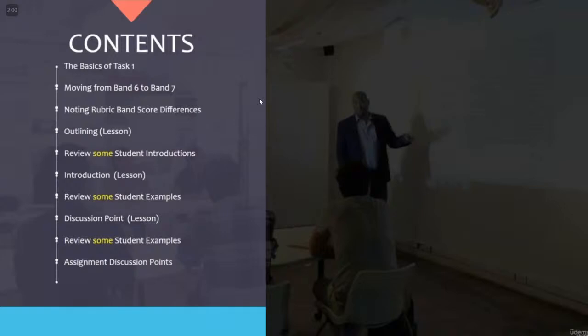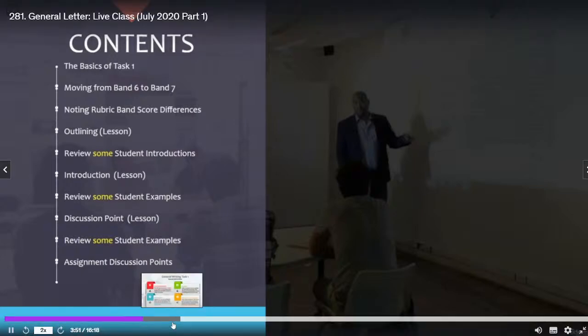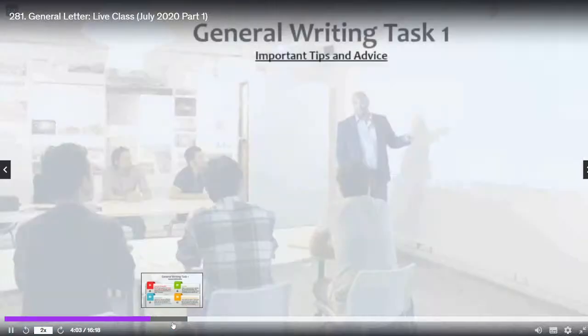We're going to start off by going over the basics of task number one. The reason why I'm going over the general basics of task number one is because I have students that are at different levels within my class. Some people have never done the IELTS exam before. Some people have taken the IELTS exam, unfortunately, 6 or 7 times. So they're practically experts at the basics. But I have to cover for everybody, for every possible situation if I can. So first, we're going to start off with the basics of task number one.